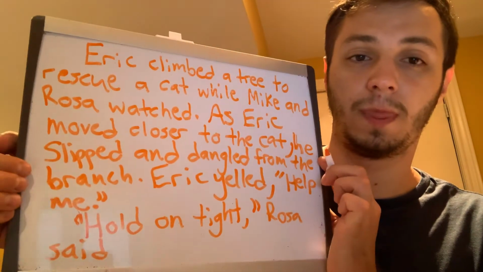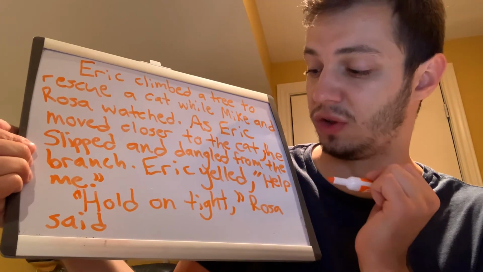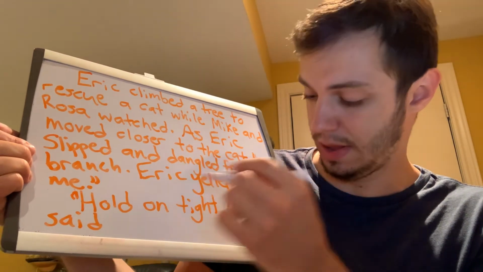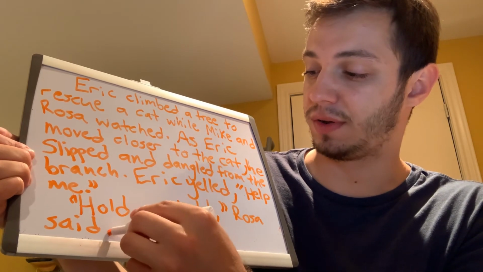So my next sentence will say, hold on tight, Rosa said, right? So once again, I'm gonna start a new paragraph. I'm going to put my quotation marks around the exact words that Rosa said. Hold on tight, Rosa said. Right, just like that. Right, I started a new paragraph because we had a new person speaking. Hold on tight. I made sure to add in my quotation marks and my comma. Rosa said, and then I need my period.